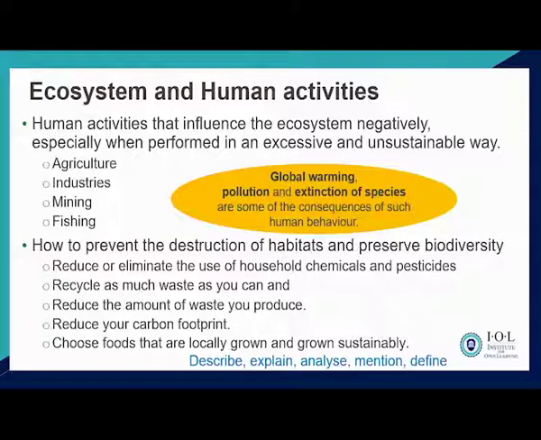Choose also food that is locally grown and grown sustainably. By so doing, we will be able to prevent destruction of habitats or our ecosystem by preserving our biodiversity through all the strategies that I have alluded to earlier.